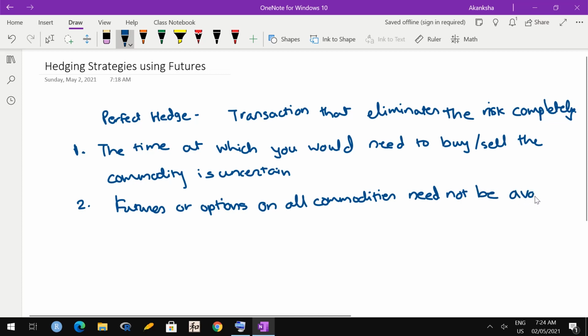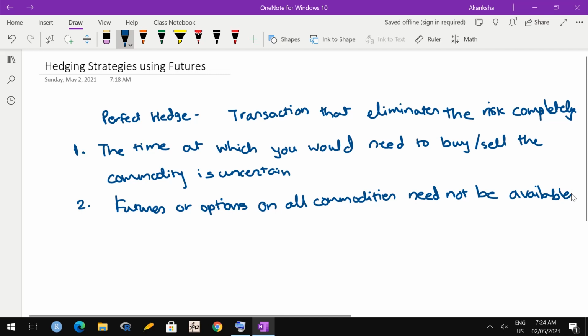For example, airlines need their jet fuel. But futures on jet fuel may not be available, whereas futures on other types of oils may be used for compensating for losses from jet fuel transactions, which are spot transactions. So you may need to invest in futures on similar commodities.